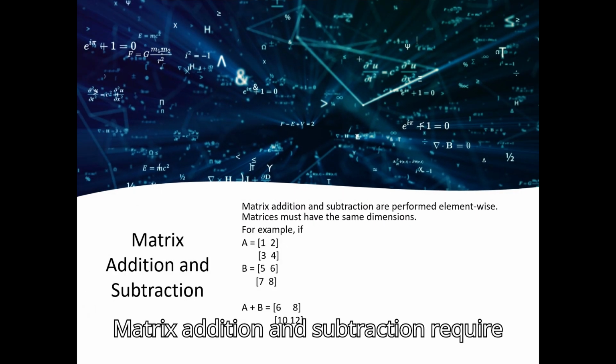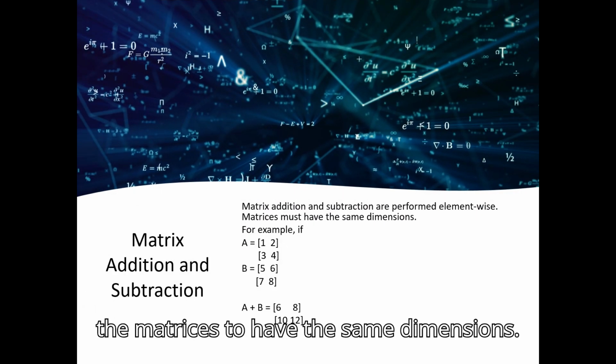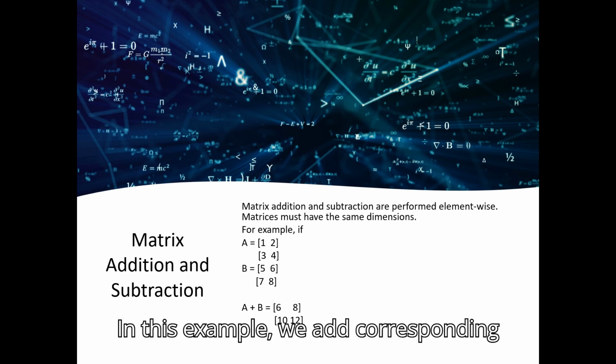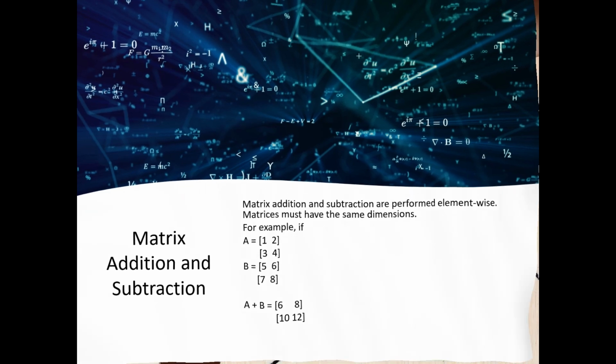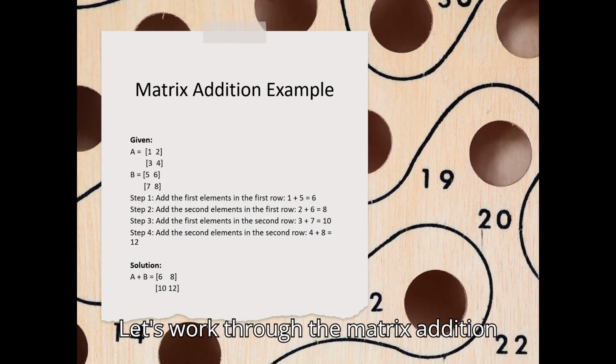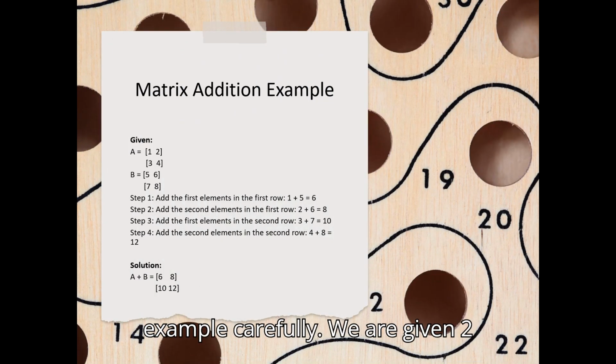Matrix addition and subtraction require the matrices to have the same dimensions. In this example, we add corresponding elements from matrices A and B. Let's work through the matrix addition example carefully.